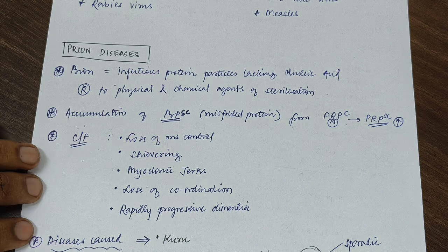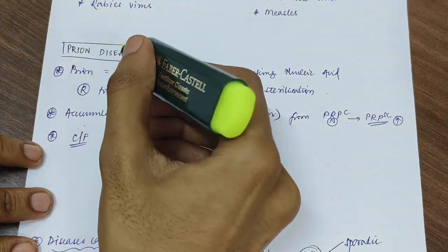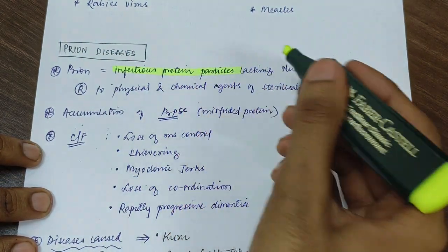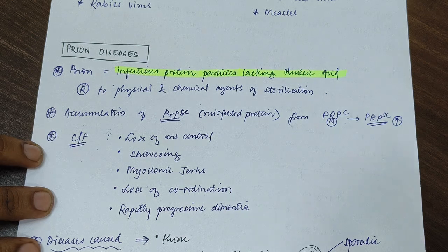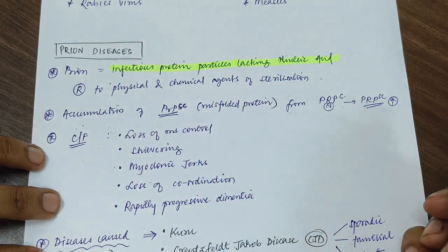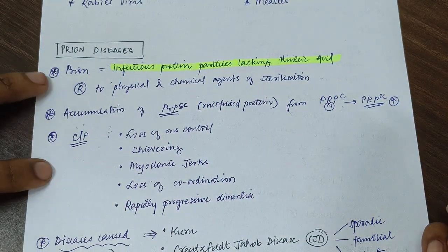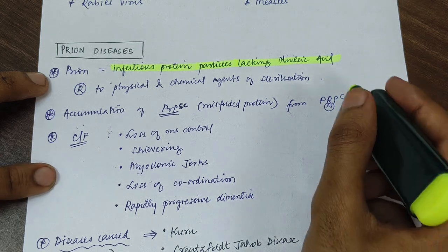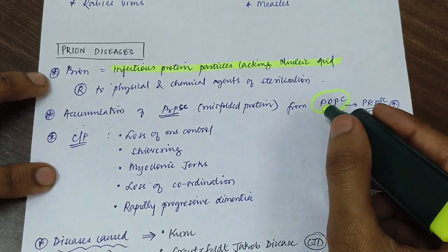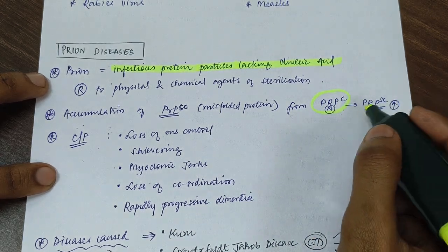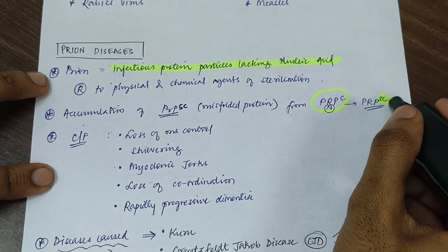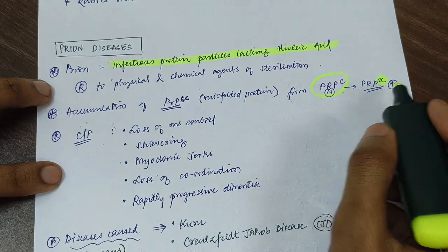Coming to the prion diseases, what are prions? These are infectious proteins, particles lacking the nucleic acid. They are resistant to physical and chemical agents of sterilization. And what happens is basically there is a conversion of normal PrPC protein into PrPSc. So this is going to accumulate.